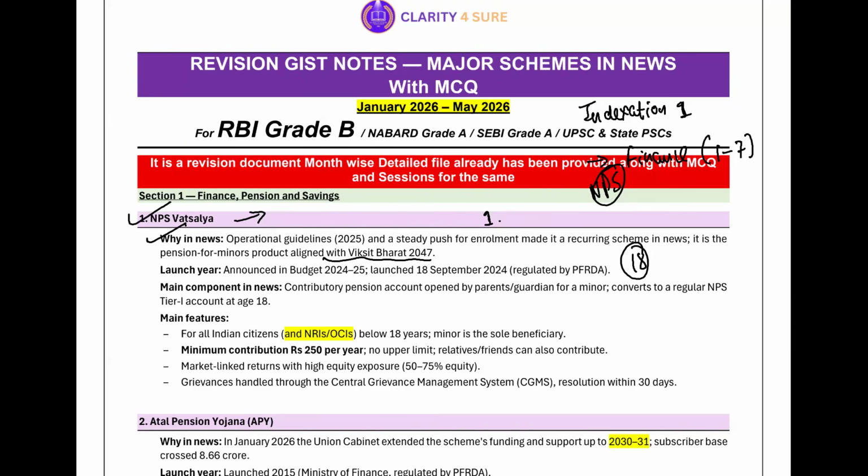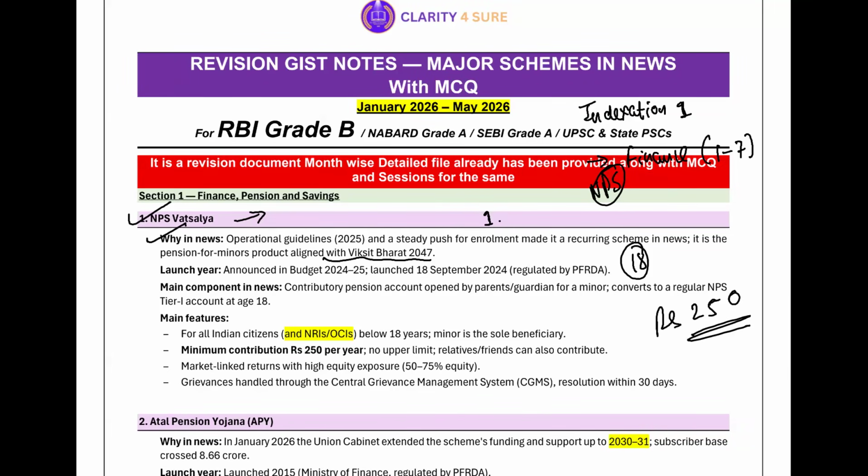Minimum contribution कितना है? ₹250. Are you getting my point? Minimum contribution कितना है? It is ₹250. That is what you should remember. सारे facts नहीं रटने हैं इसमें से. Whatever I am telling you, you should only remember that. Is it clear? Everyone please note it down.